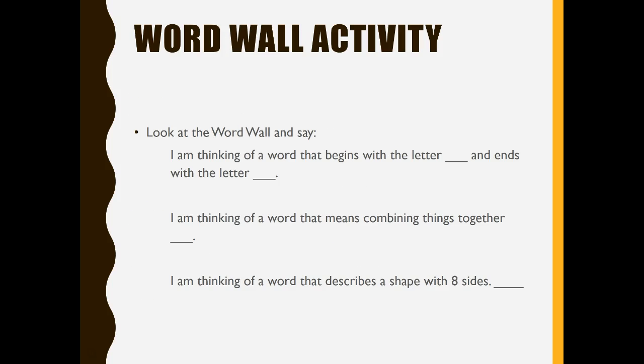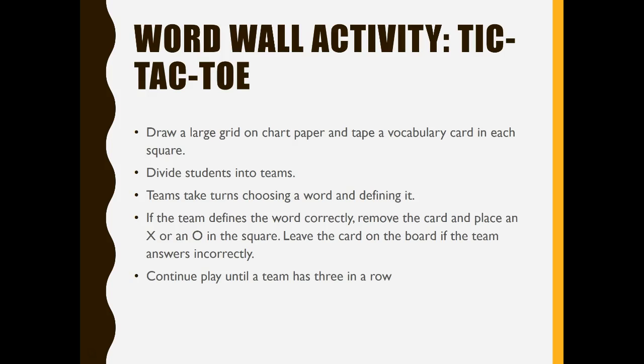Here's a couple of activities that you can use to make your word wall more engaging with the kids, such as, I am thinking of a word that means combining things together, which would of course be addition, or I'm thinking of a word that describes a shape with 8 sides, of course an octagon. You can also play a word wall activity called tic-tac-toe with the kids.